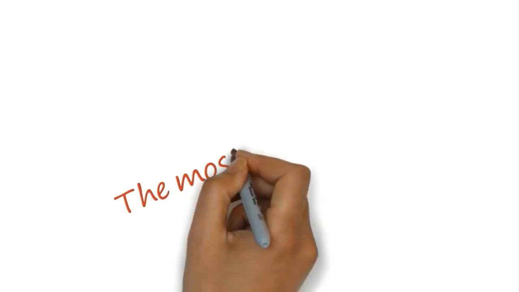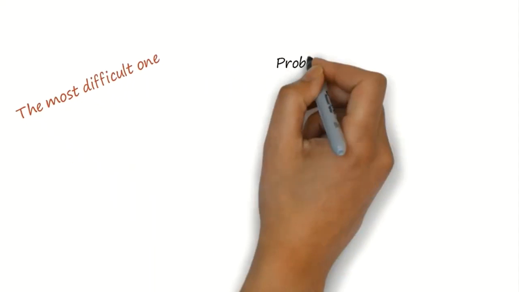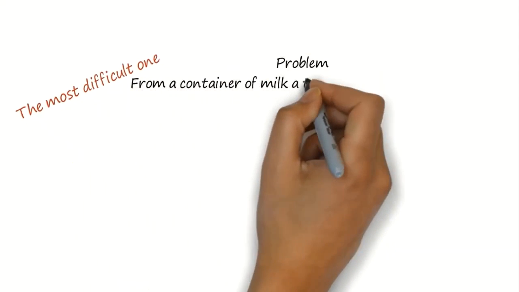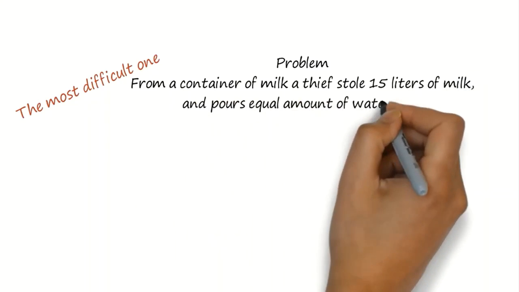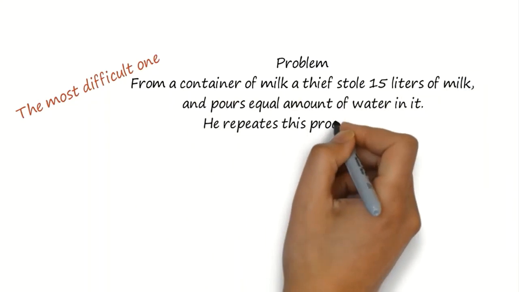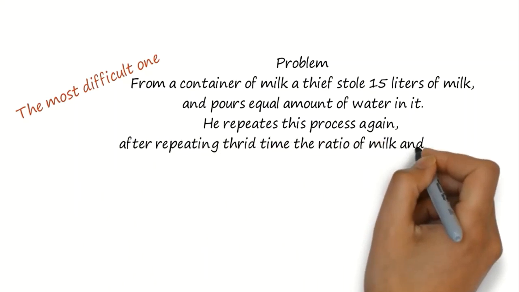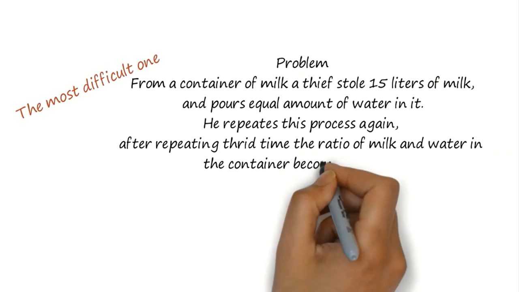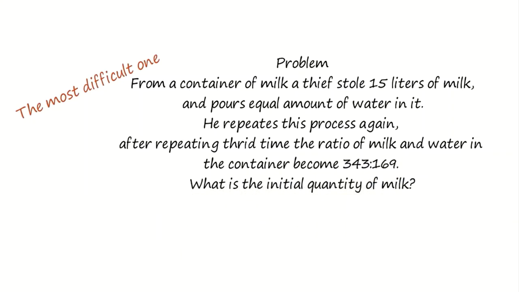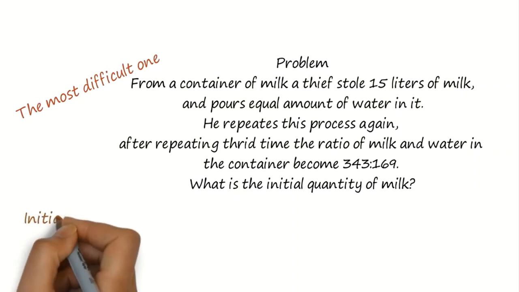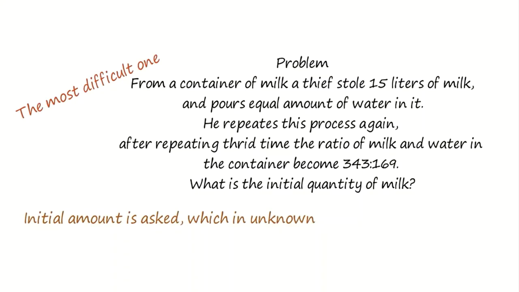So let's now consider the most difficult type of mixture alligation problem. The problem states that from a container of milk, 15 liters of milk is stolen and is replaced with an equal amount of water. And this is repeated thrice. And after repeating the third time, the ratio of the milk and water in the container is given as 343 is to 169. And we are being asked to find the initial quantity of milk in the container.